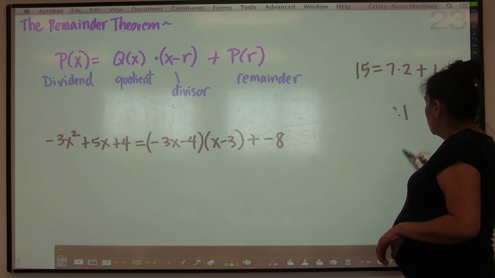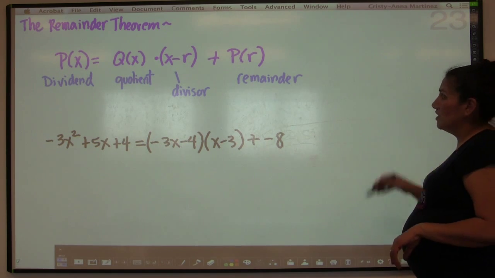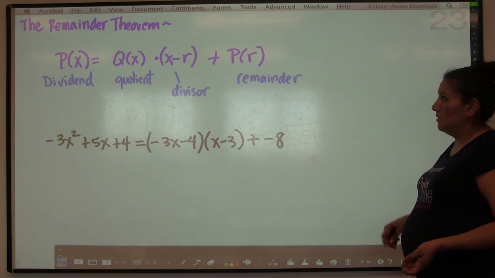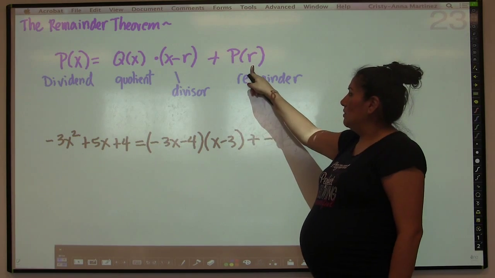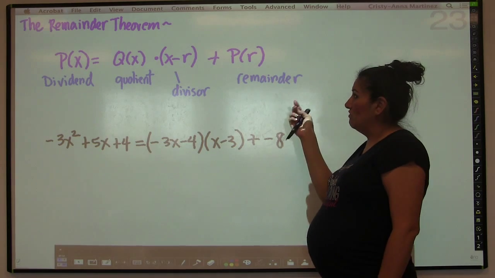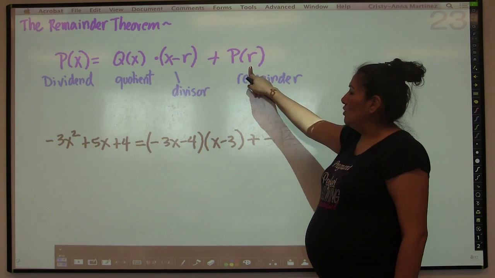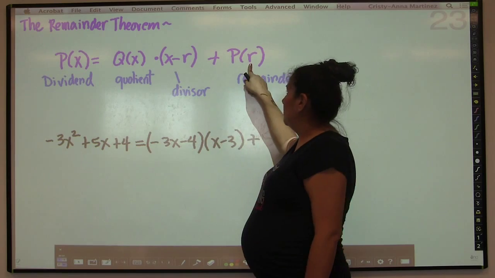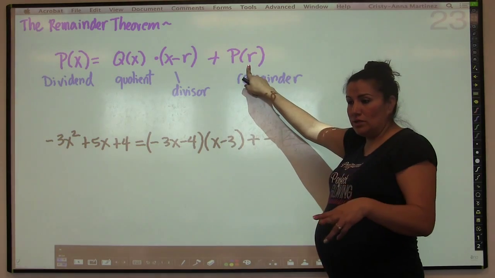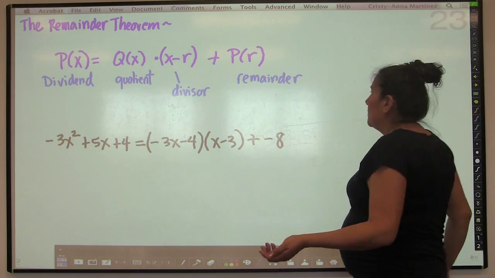And furthermore, we can use synthetic division to find p of r. So p of r is the remainder, but p of r is also the function evaluated at r. Notice that this is x minus r, but the r in here is positive. So when we're dividing by x minus 3, we plug in a positive 3.